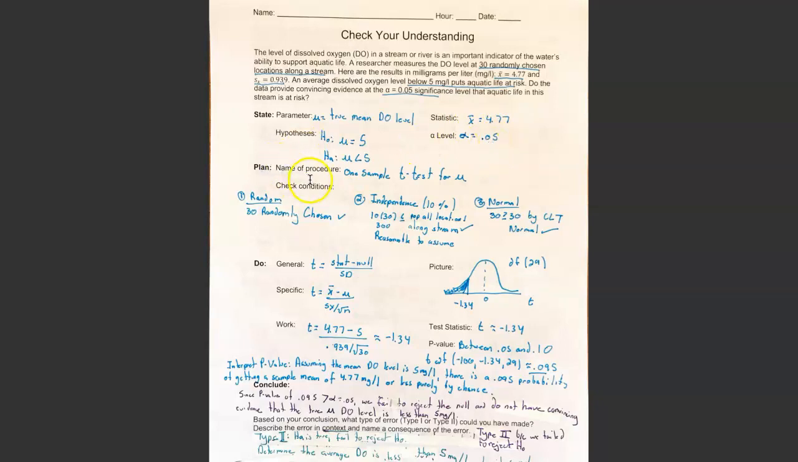Our plan, the name of our procedure, since it's a mean, is a one sample t-test for the mean, and we check the conditions. You're going to check the random condition, the 10% condition, and that it's normal by the central limit theorem because 30 is greater than or equal to 30. The do part: state your general formula. t is equal to the statistic minus the null parameter over the standard deviation. For our t, it's going to be the sample mean minus the mean from the null over our standard deviation formula. Then you show your work and plug it in, and you're going to end up with negative 1.34.